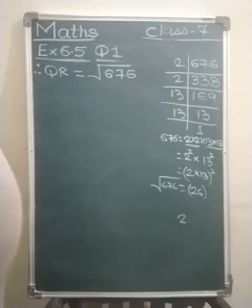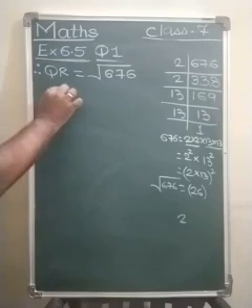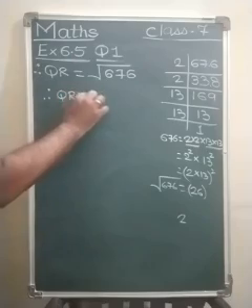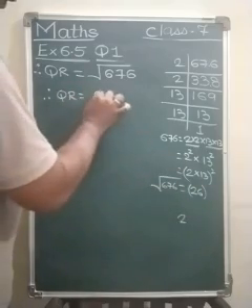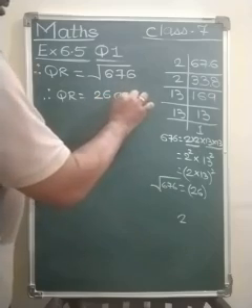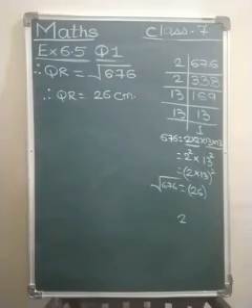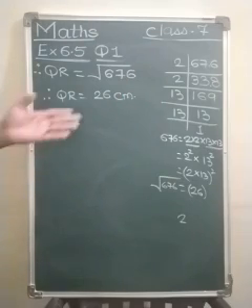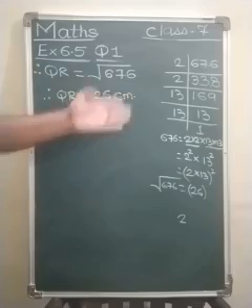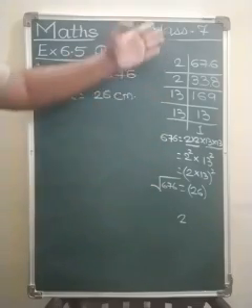So the root of 676, therefore QR equals 26 centimeters. And then we have found QR. This is what we had to find. You do the rough work also.